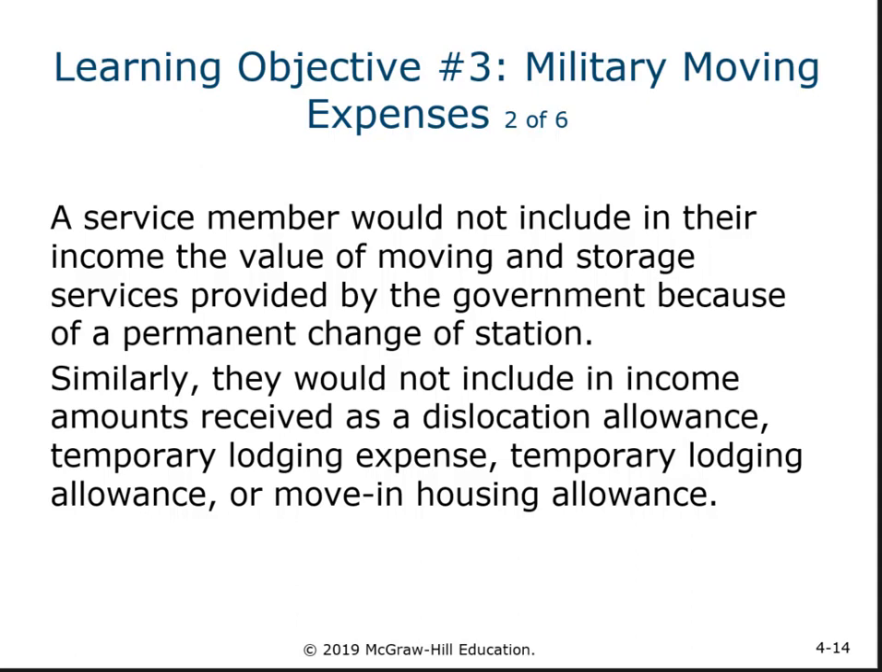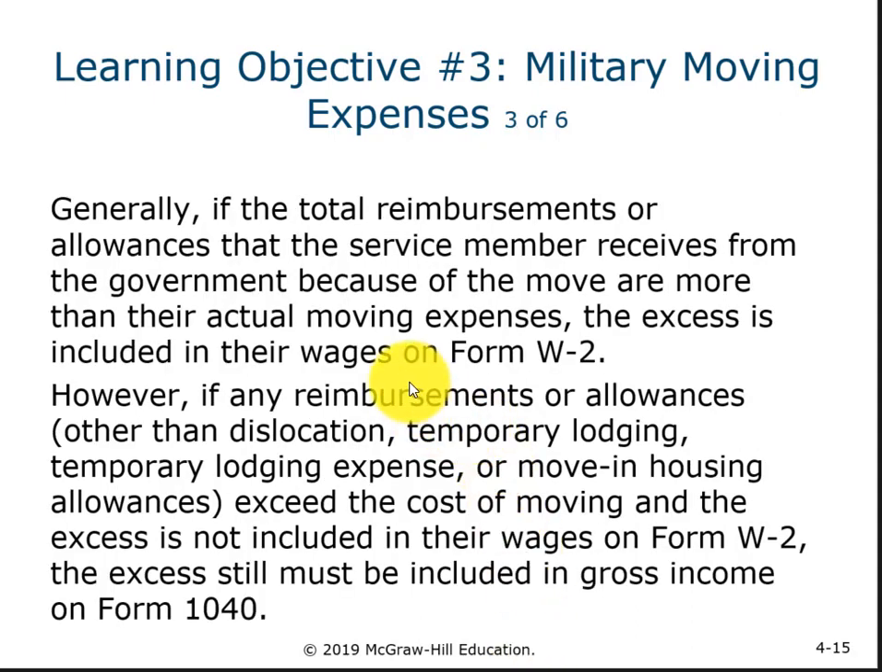If the government provides it to the person moving, then it is not income. So if the amount is the dislocation allowance, temporary lodging expense, all that type of thing, that's something the military can pay to the family without it being reported as income. So it's left out of AGI. Unless, of course, there is a reimbursement that's higher than their actual moving expenses. Then it becomes wages.